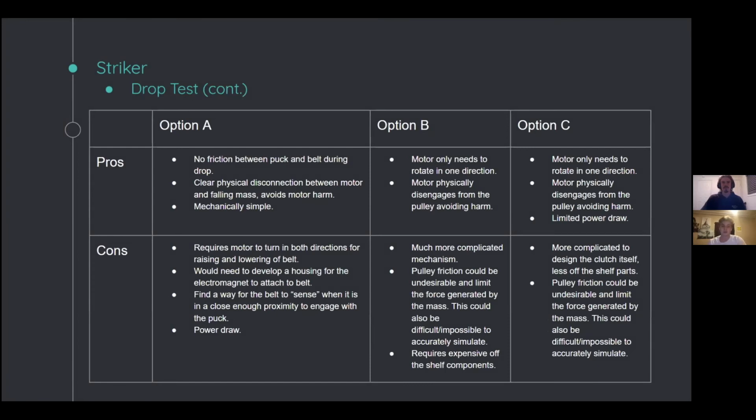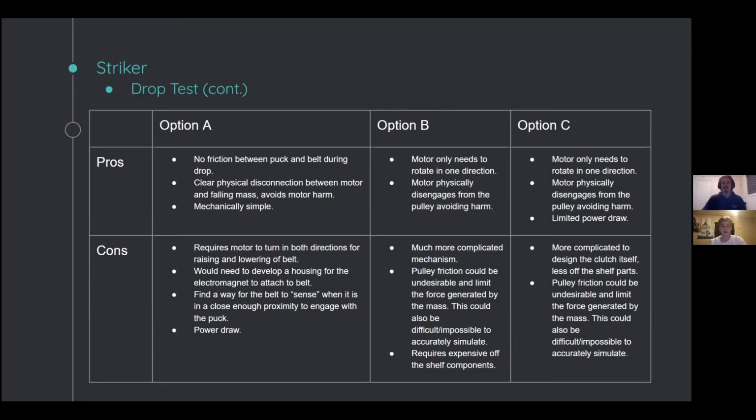Looking at both the advantages and disadvantages of each of the 3 options presented, it was eventually decided that the ideal drop test mechanism was that of option A. The primary reason for this decision was the disadvantages shared by both options B and C, namely the friction generated by the pulley interfering with the effectiveness of the drop.